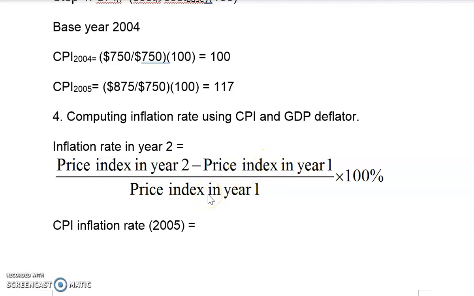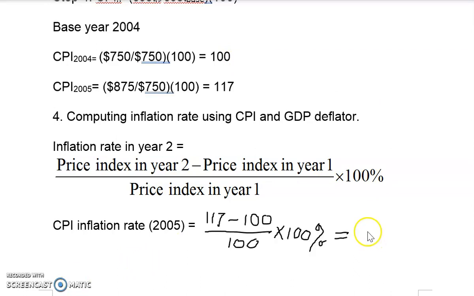Remember that, okay? So let's see how to calculate the inflation rate by the consumer price index from our example for 2005. What do you think? It should be the price level in year 2, which is our 2005, which is 117, minus the previous year, which is 100, and then divided by 100, multiplied by 100%. Let's see what we got. So that is 117 minus 100, divided by 100, times 100%. What do you have?